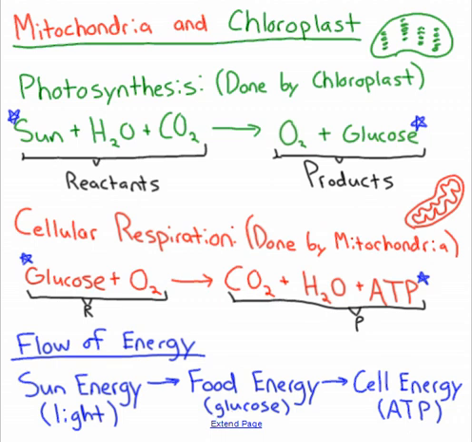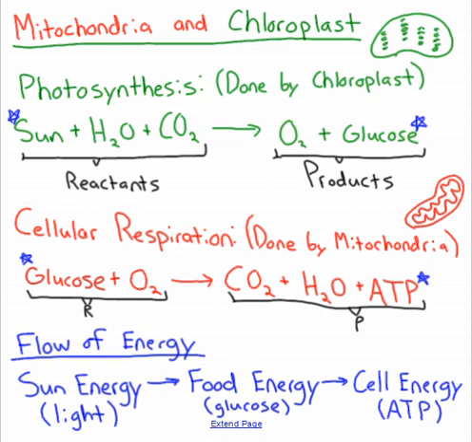The process of cellular respiration is taking glucose and then turning that into ATP. To be clear, mitochondria are found in both plant and animal cells. With this, glucose and oxygen are the reactants for cellular respiration. So glucose and oxygen is what goes in.